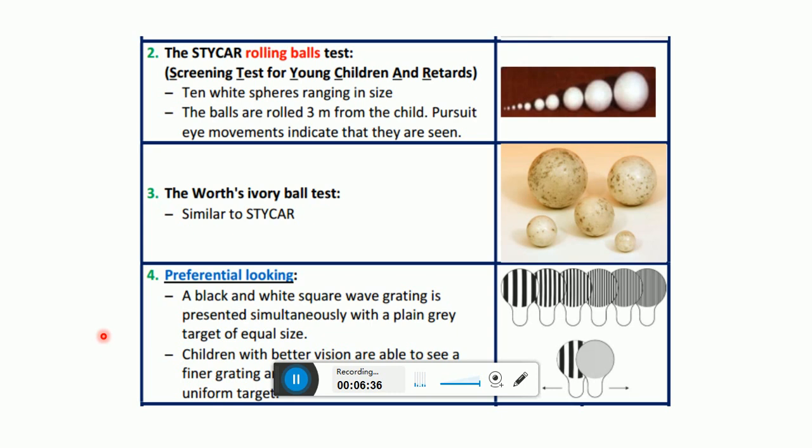Other methods for assessing visual acuity in pre-verbal children depend upon preferential looking and the measurement of visual evoked potential. Preferential looking can be used to assess the visual acuity of infants based upon their turning their head or eyes toward a pattern rather than a uniform target. A black and white square wave grating, alternate black and white stripes, is presented simultaneously with a plain gray target of equal size and average luminance. Children with better vision are able to see a finer grating and turn towards it.